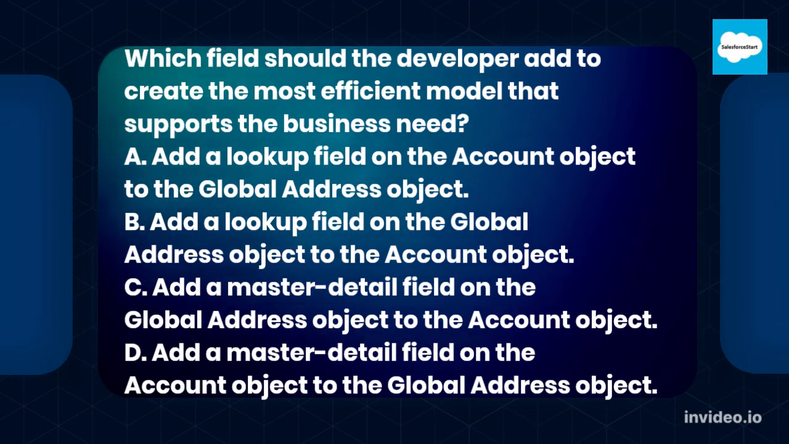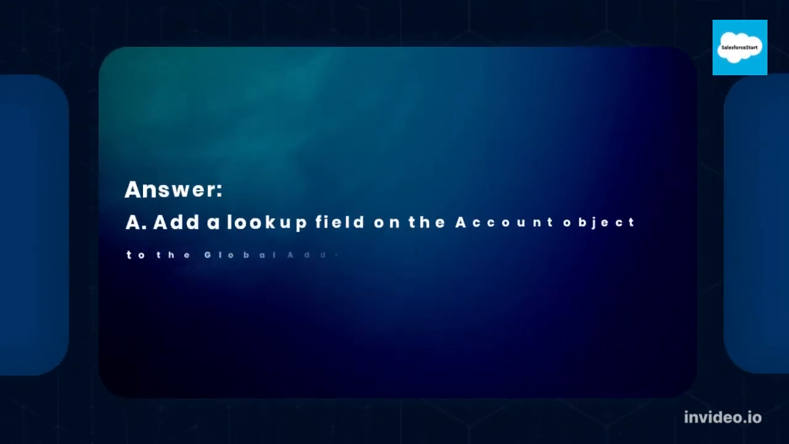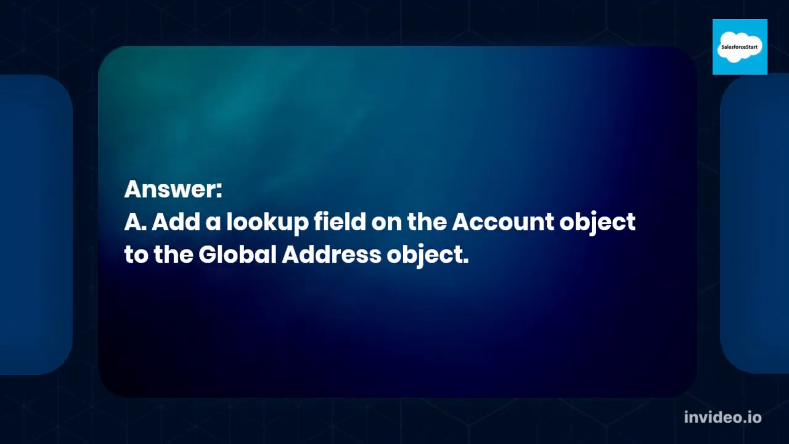A. Add a lookup field on the Account object to the Global Address object. B. Add a lookup field on the Global Address object to the Account object. C. Add a master-detail field on the Global Address object to the Account object. D. Add a master-detail field on the Account object to the Global Address object. Answer: A. Add a lookup field on the Account object to the Global Address object.